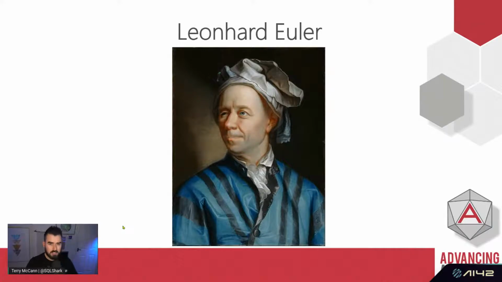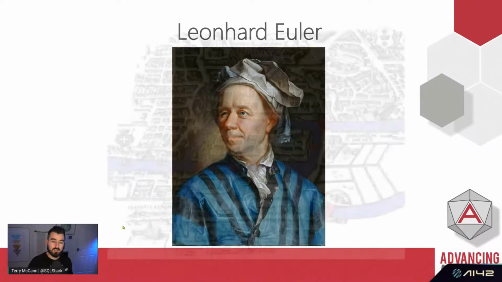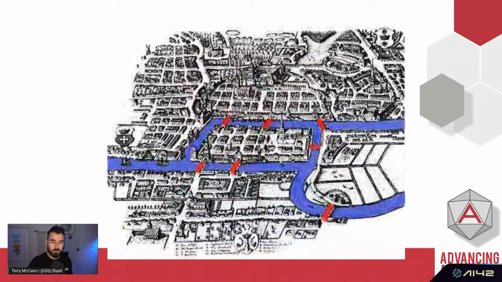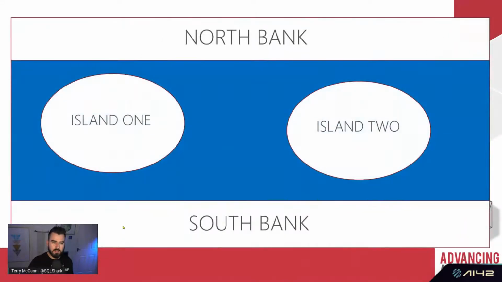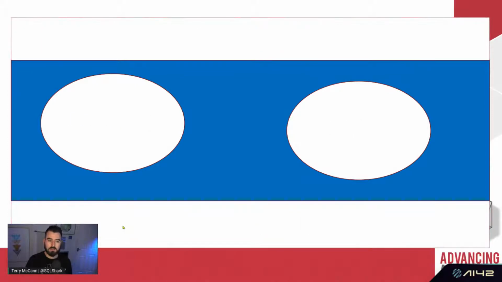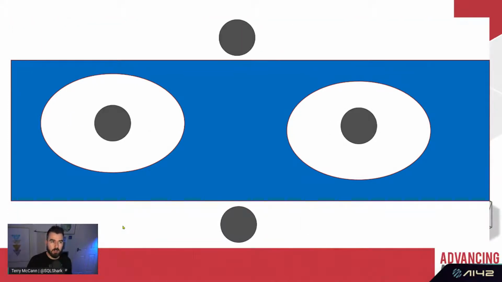Now, Euler initially dismissed the problem, but later came back to it, had a better look at what it was trying to solve, and broke the problem down into a number of key components. You've got a north bank, a south bank, and 2 islands. And he broke those down into what he referred to as nodes and vertices.